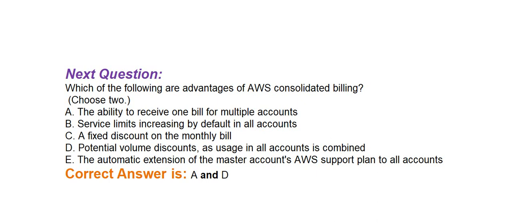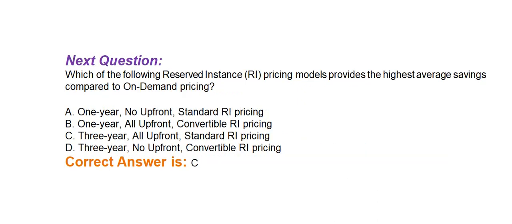Option E. The automatic extension of the master account's AWS support plan to all accounts. Correct answer is option A and option D. The ability to receive one bill for multiple accounts and the automatic extension of the master account's AWS support plan to all accounts. Next question.